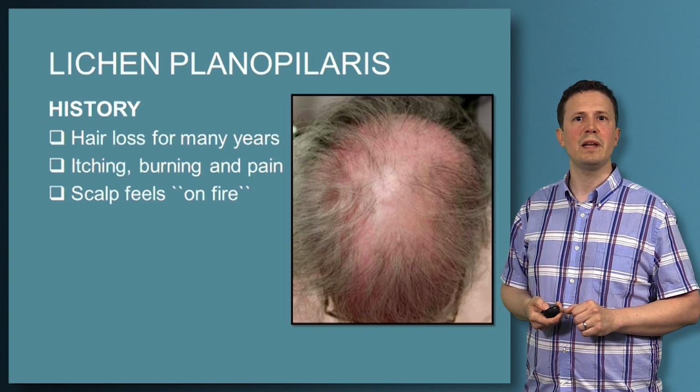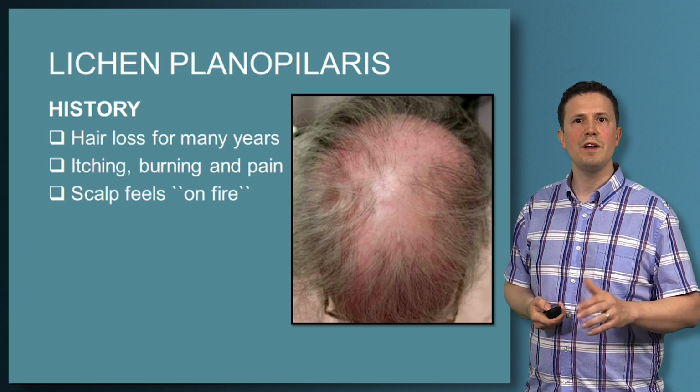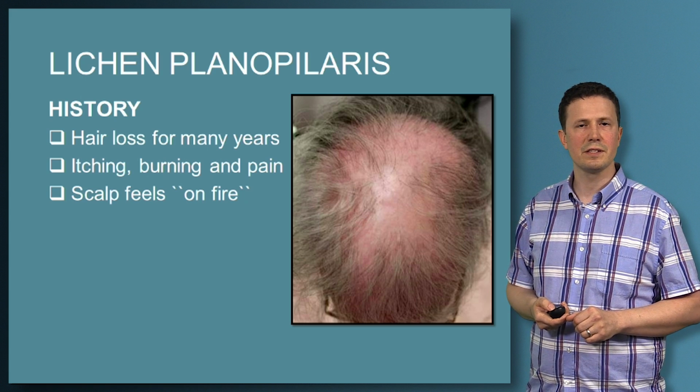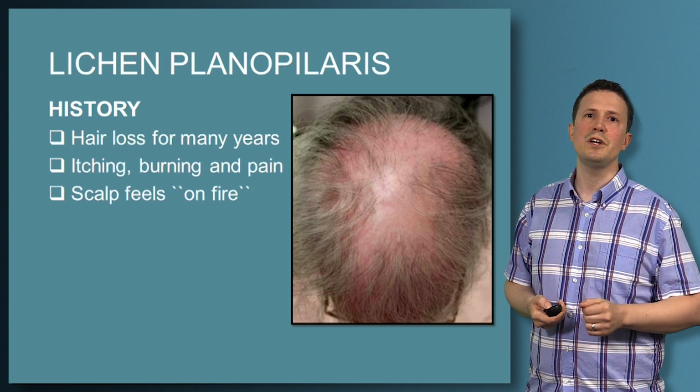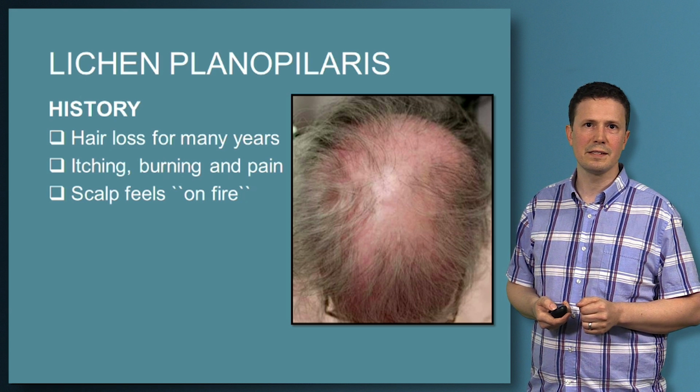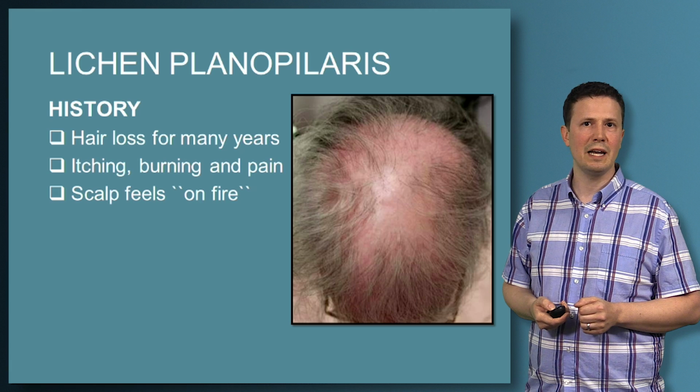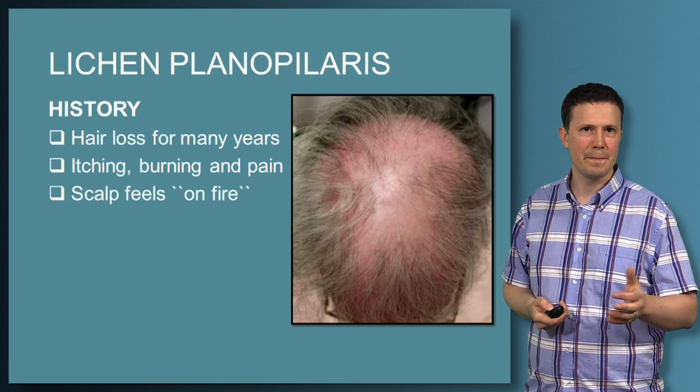Let's talk about lichen planopilaris. This is one of the scarring hair loss conditions. Then we're going to talk about central centrifugal alopecia, and finally we're going to talk about folliculitis decalvans. But let's start with lichen planopilaris, or LPP.